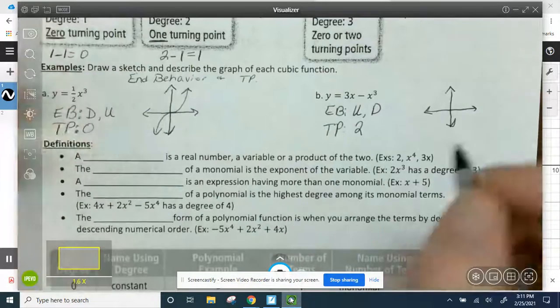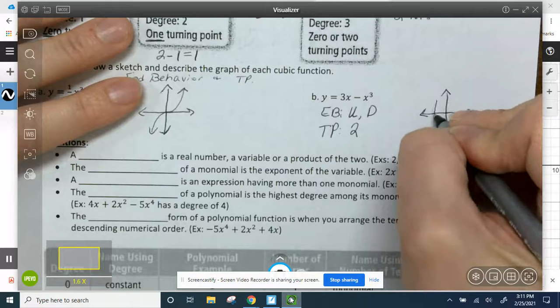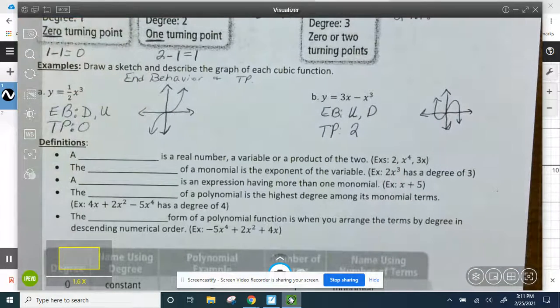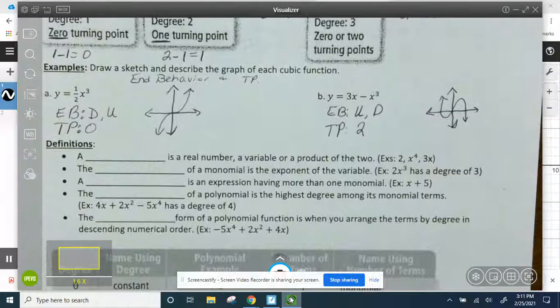All right, and if I wanted to graph that on here, I would just do a rough sketch to look something like that. Okay? All right, if you have questions, let me know.